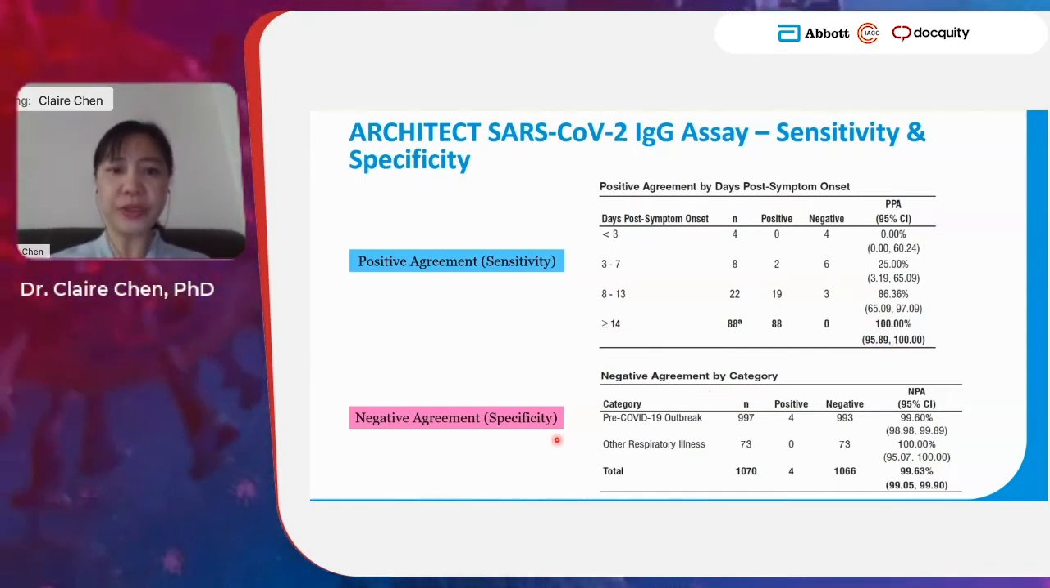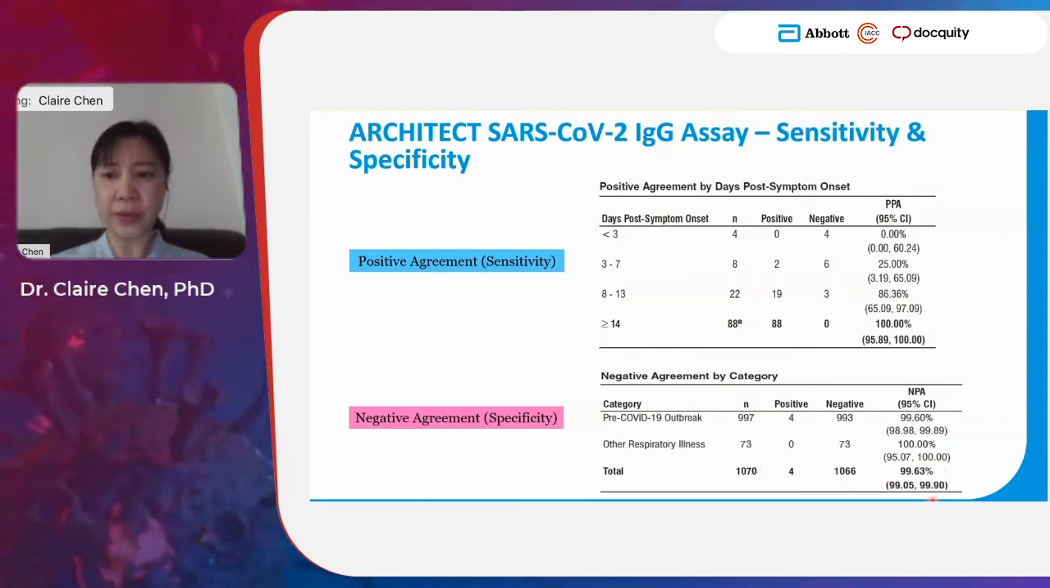In relation to specificity, we have tested our assay on over 1,000 samples, including other respiratory illness samples, and our specificity is 99.63%.